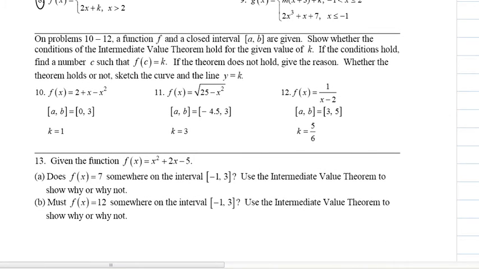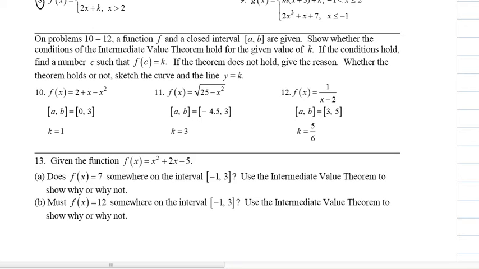Okay, problems 10 through 12. A function f and a closed interval a to b are given. Show whether the conditions of the intermediate value theorem hold for the given value of k. If the conditions hold, find a number c such that f of c is equal to k. If the theorem does not hold, give the reason. Whether the theorem holds or not, sketch the curve and the line y equals k.